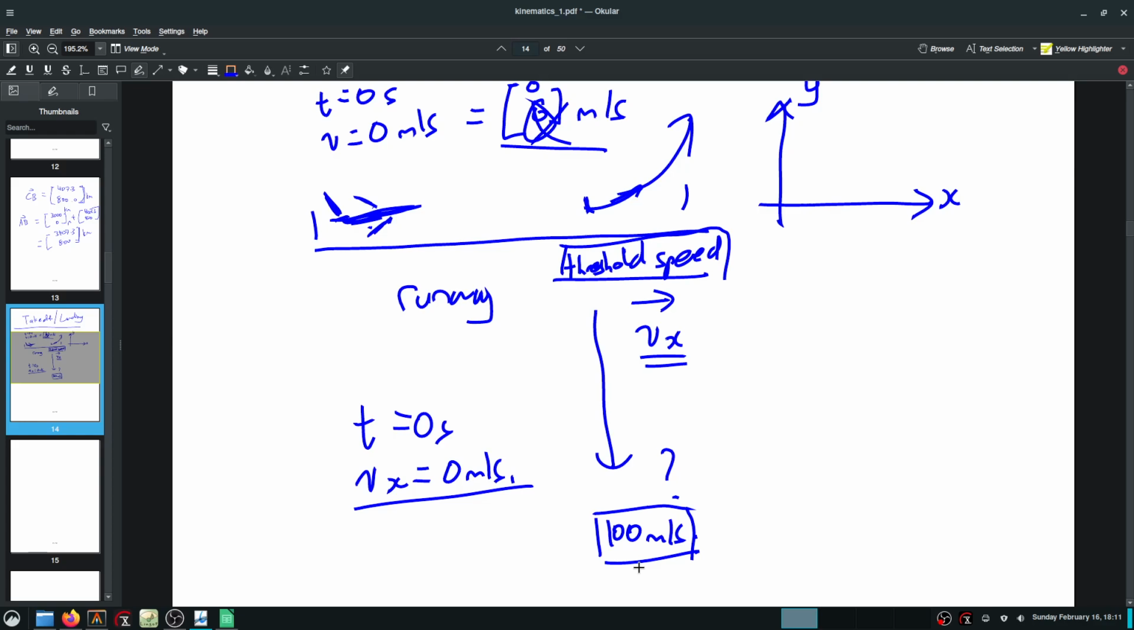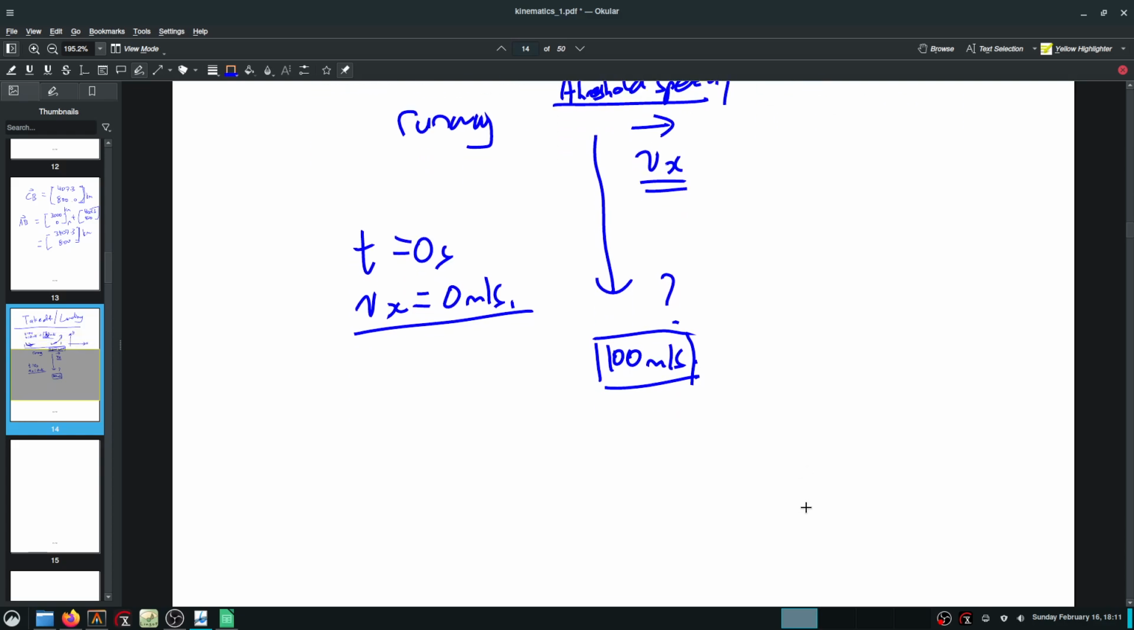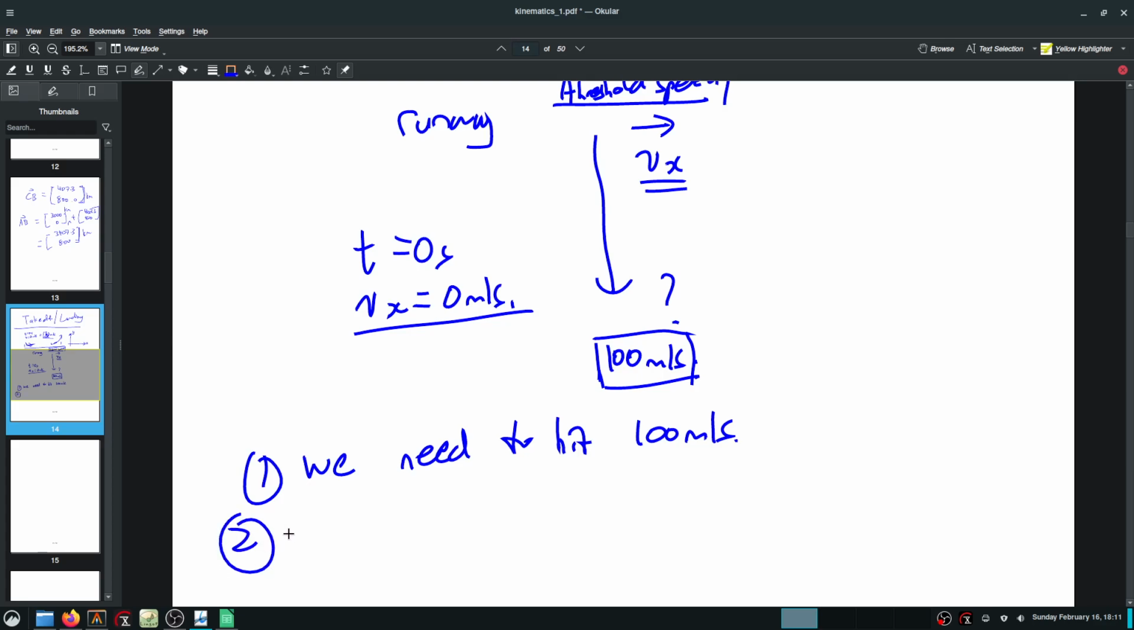Okay, so this is why we need this threshold speed. We need to hit 100 meters per second. That's number one.